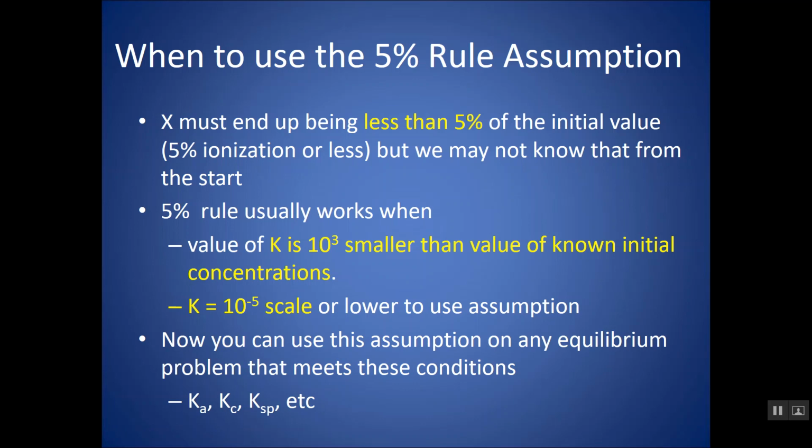Now that you know how to do this assumption, you can actually use it on any equilibrium problem. So you can use this on Ka's. When you get to weak bases, you can use it on Kb's. You could go back and use this on any Ksp or Kc problem. If your K is 10 to the third, 1,000 times smaller than your known initial, you can use it. Or again, if your K is 10 to the negative 5 or less, you can usually use it too.